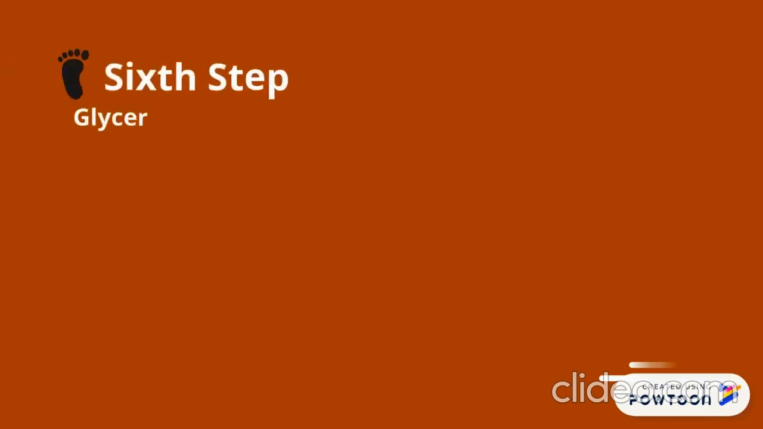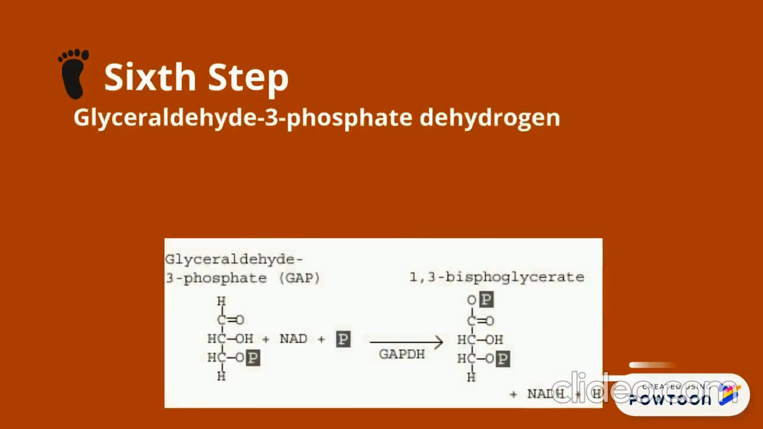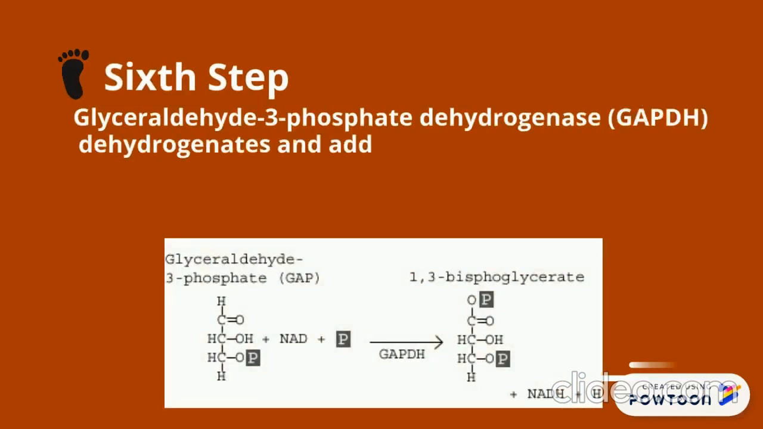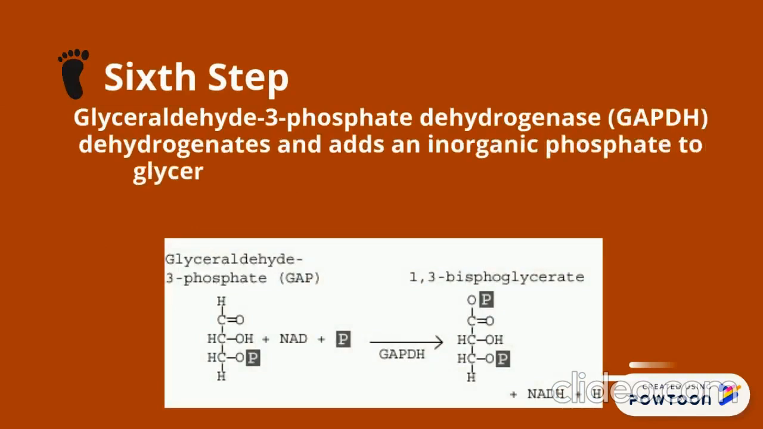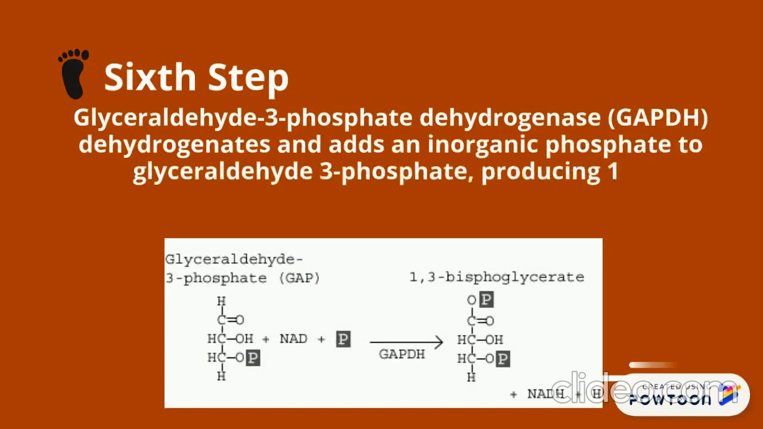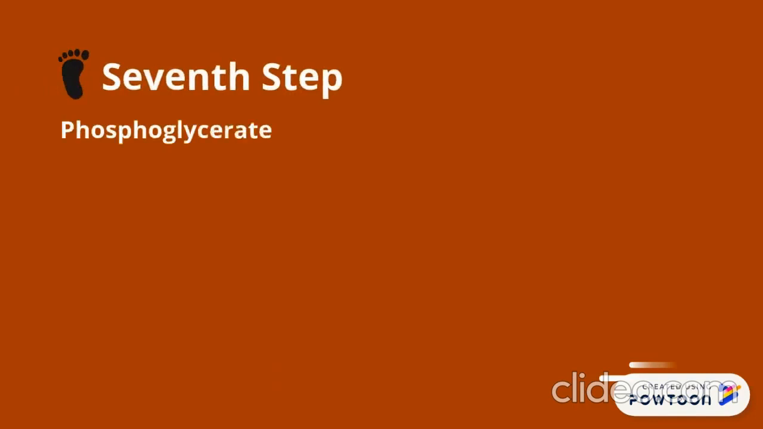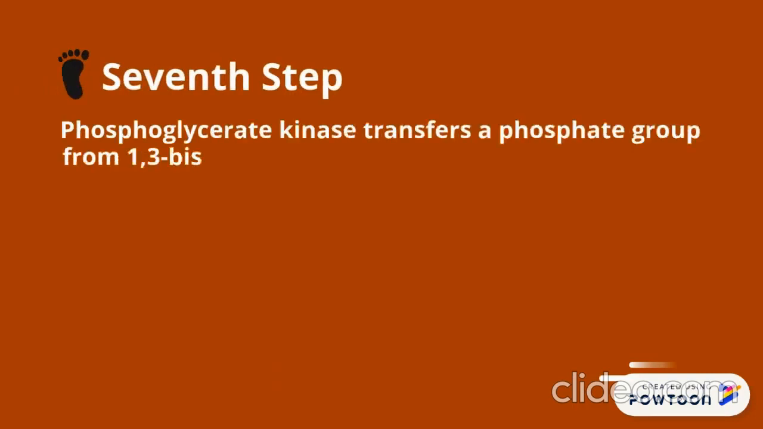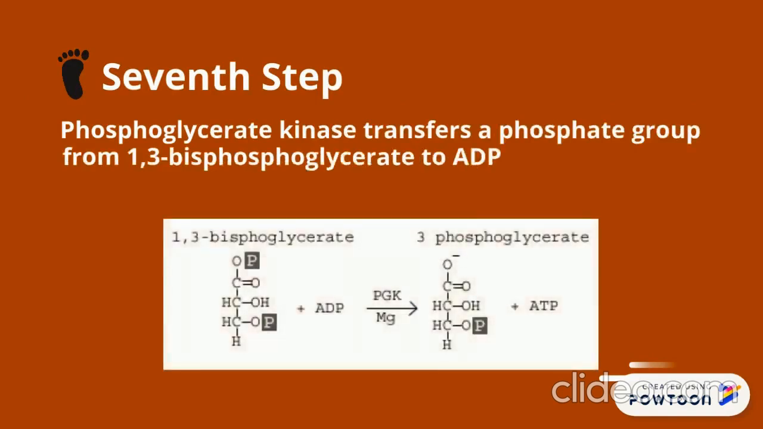Glyceraldehyde 3-phosphate dehydrogenates and adds inorganic phosphate to glyceraldehyde 3-phosphate, producing 1,3-bisphosphoglycerate. Phosphoglycerate kinase transfers a phosphate group from 1,3-bisphosphoglycerate to ADP to form ATP and 3-phosphoglycerate.